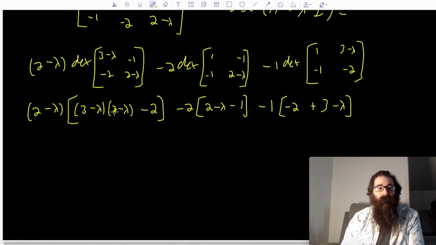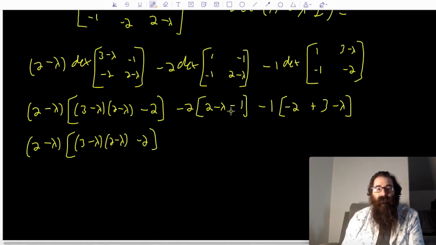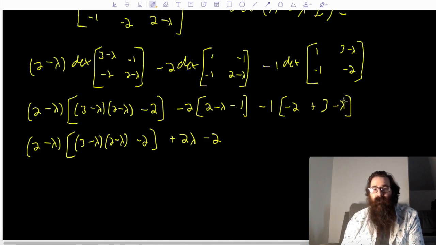Now let's see where we go from here. So I'm going to leave this written the way it is for now. That's 2 minus lambda. I'll come back for it though. Then in the brackets here, I have this 3 minus lambda times 2 minus lambda, and then minus 2. And then here, let me expand this stuff out. So here, let me distribute. Let me try to put everything in descending order too. I have negative 2 times negative lambda is going to give me plus 2 lambda. 2 minus 1 gives me 1 times negative 2 gives me negative 2. And then here, negative 1 times negative lambda gives me plus lambda. 3 minus 2 gives me 1 times negative 1 gives me minus 1.